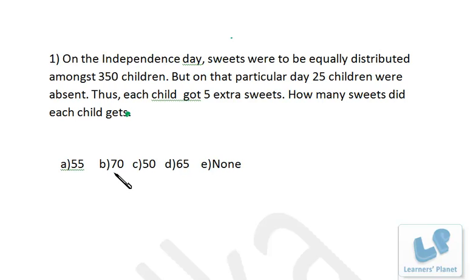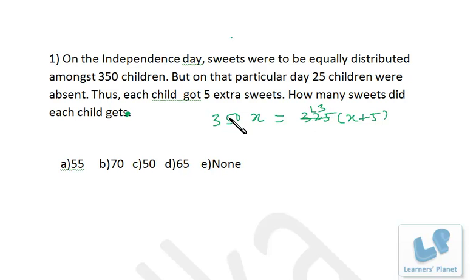So friends, a very easy problem. You can do this problem by 2-3 methods. If you wish to solve the problem by the equation method, I assume that each child is getting X number of sweets, right? That means 350 students are getting X sweets. That means this is the total number of sweets. And that is equal to 325 students getting X plus 5 sweets, right? As simple as that. So we need to calculate the value of X.